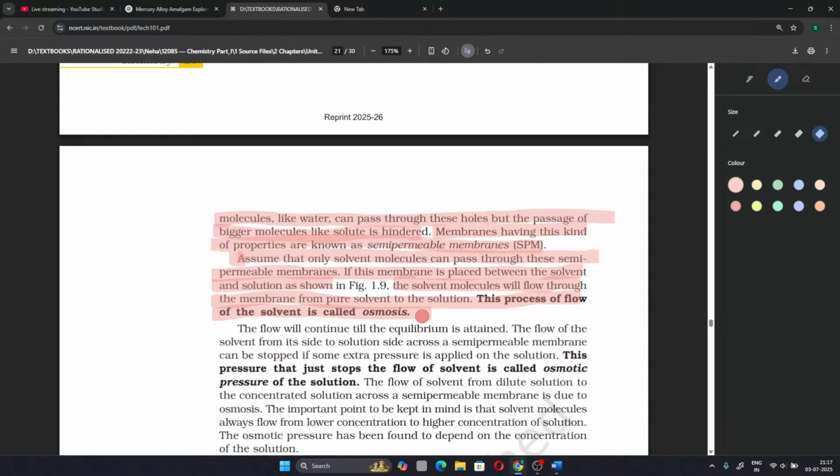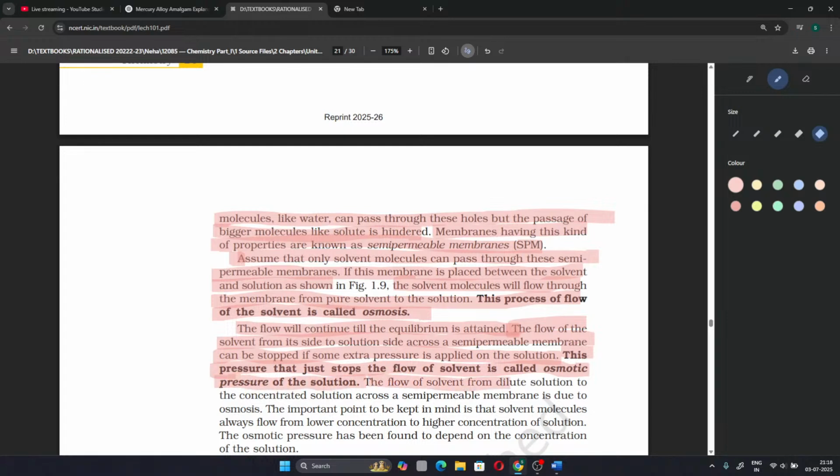Another way of defining osmosis is the flow of water from high concentration to low concentration of the solvent molecules through a semi-permeable membrane. The flow will continue till equilibrium is attained. The flow of the solvent from its side to the solution side across the semi-permeable membrane can be stopped if some extra pressure is applied on the solution. Okay, when we apply pressure, the osmosis will stop. This pressure that just stops the flow of solvent, or osmosis, is called the osmotic pressure of the solution.